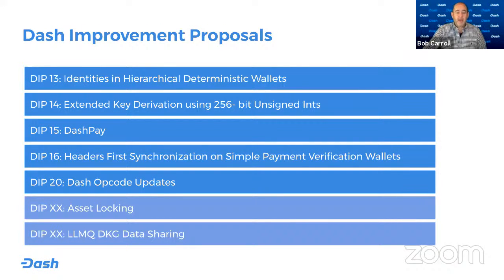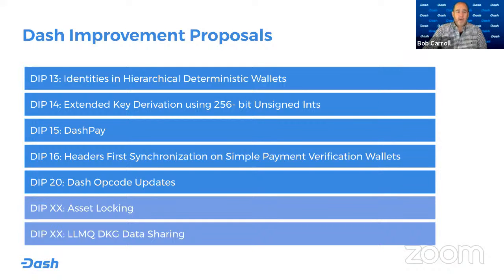We will see 2 additional DIPs that should get published this quarter as well. One on asset locking, which is some of the core requirements to support identity funding, and the other one on the DKG data sharing for long living masternode quorums. So that work has primarily been done by those on the platform team and some of the names mentioned, as well as members of the core team, including Kevin.